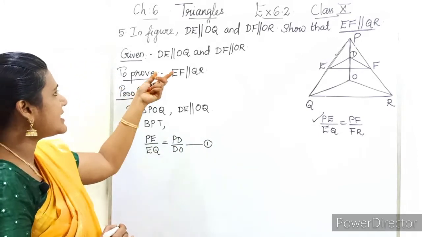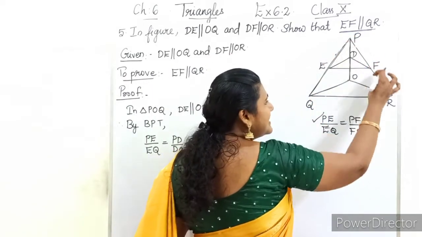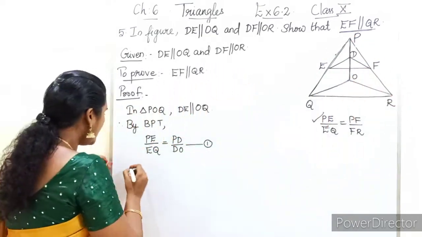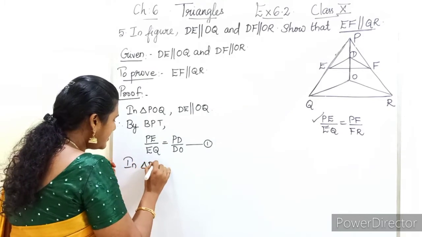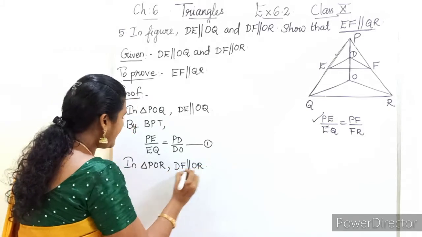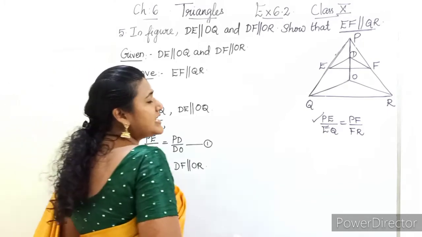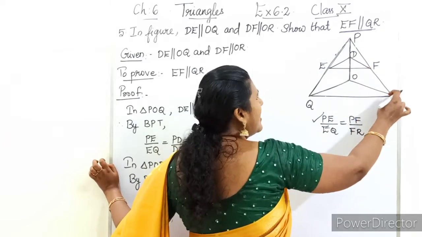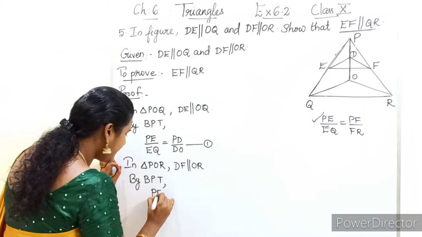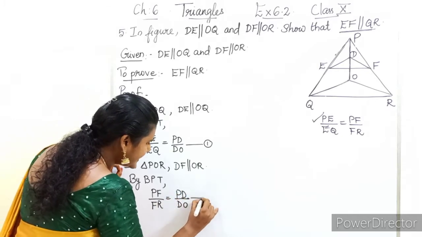Similarly, we will take the second condition. What is the second condition? DF is parallel to PR. So we will consider the other triangle, that is triangle POR. Okay, so in triangle POR, DF is parallel to PR. So by basic proportionality theorem, what condition we can write? PF by FR is equal to PD by DO. So this is our second equation.